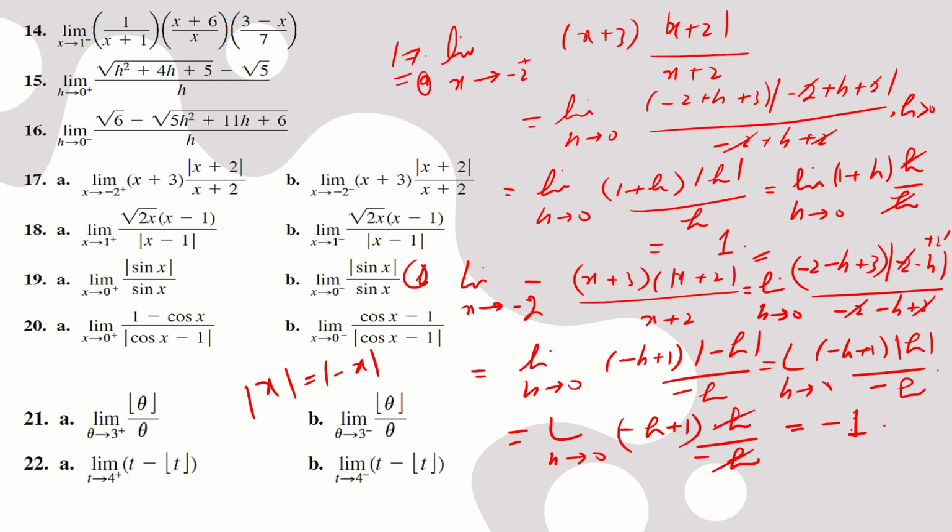So you see the left hand limit is minus 1 whereas the right hand limit is plus 1. Both are not equal, so the limit of this function will not exist.